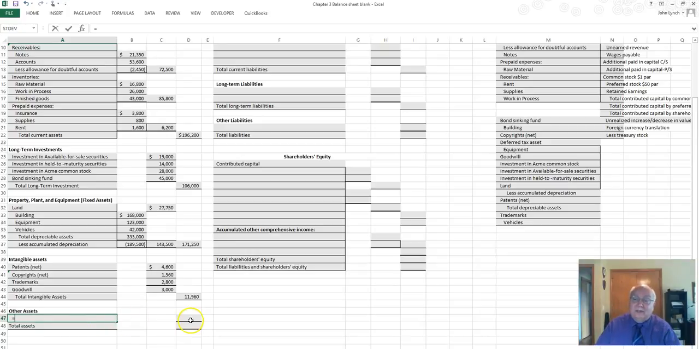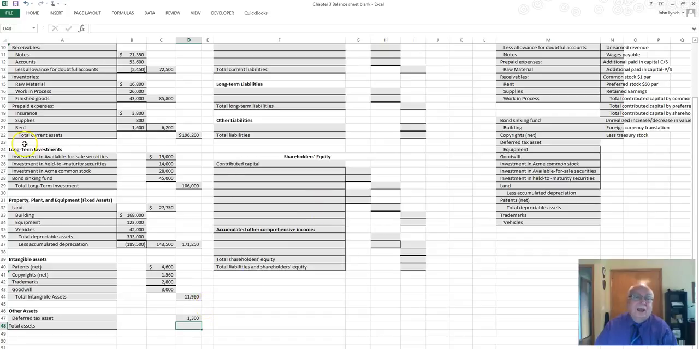Okay. Now, other assets. Other assets are the ones that don't fit anyplace else. An example of that would be basically your deferred tax asset. And it's another category. If it doesn't fit in the other 4 categories, it goes into other assets. And this is going to be 1,300.